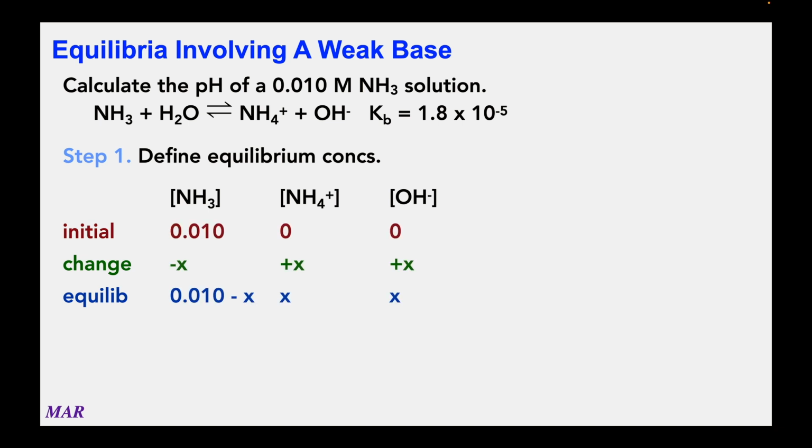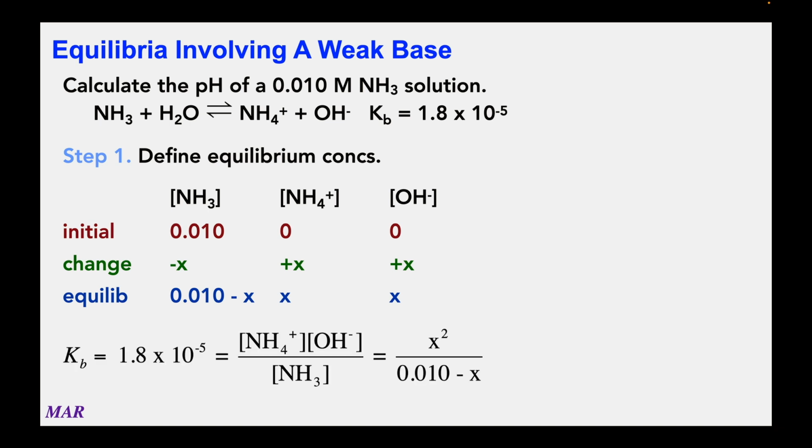We're starting with 0.010 molar ammonia and no ammonium or hydroxide. So at equilibrium, you'll have minus X for ammonia and the 0.010, while X will equal ammonium and the hydroxide value. Kb for this expression is 1.8 times 10 to the minus 5. Ks are always products over reactants, so that would be ammonium times hydroxide over ammonia. That would be X times X, or X squared, divided by 0.01 minus X.